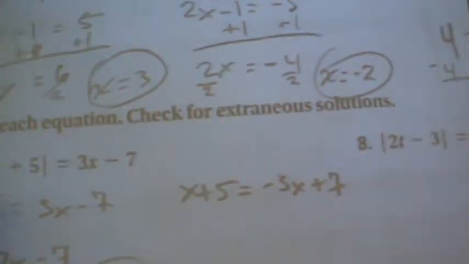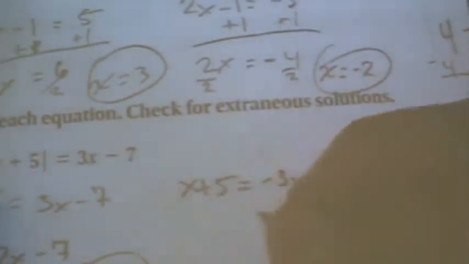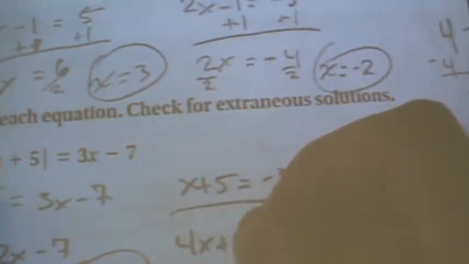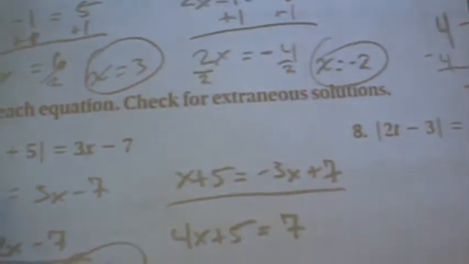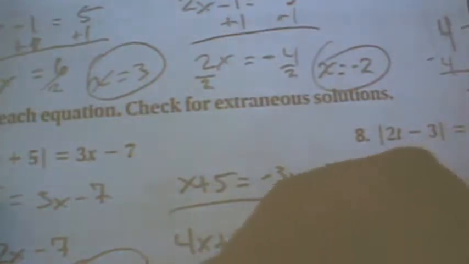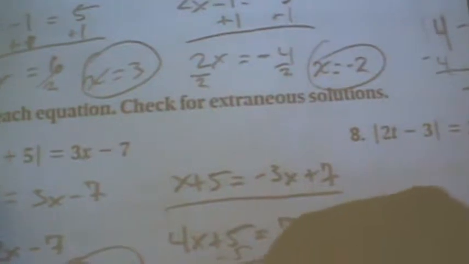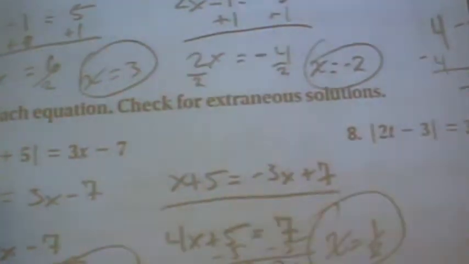What do you guys want to do here? Subtract the x. Add 3x. Both acceptable. Okay. Add the x, so it's going to be 4x plus 5 equals 7. And you're going to what? Subtract 5. 4x equals 2. x is 1/2. Good. You're going to check for extraneous solutions.